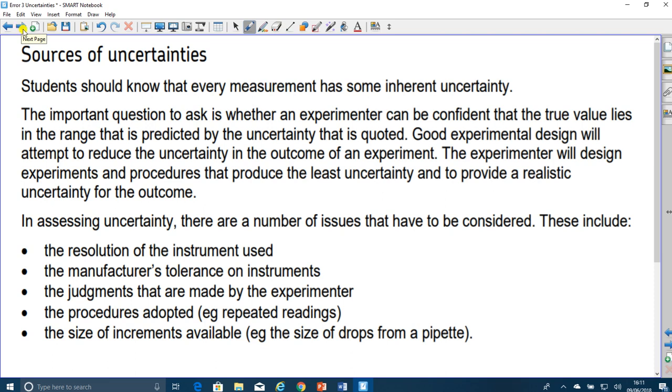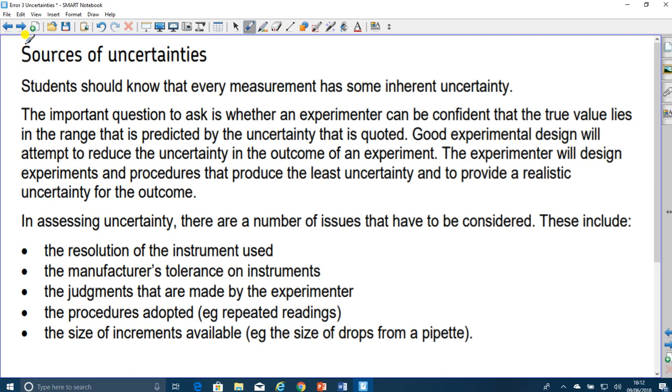Now then, I've mentioned this in an earlier video, but there are different sources of uncertainties, and it's essential that the students know where they might arise. So, for example, there are things to consider such as the resolution of the instruments, the tolerance of the instruments, the judgments made by the experimenter, which is a massive source of errors, the procedure you've adopted, for example, repeat readings or whatever, and the size of the increments available, so the size of drops in a pipette or whatever.